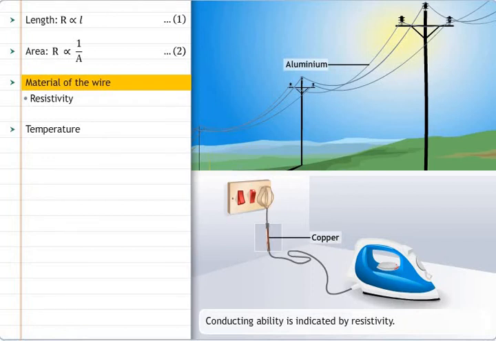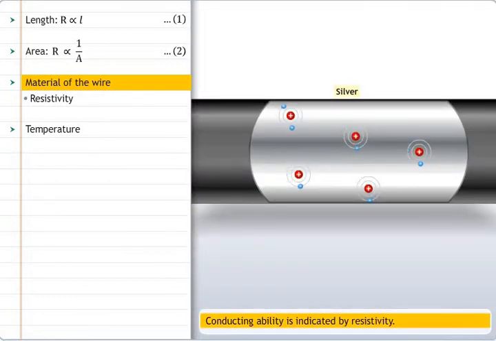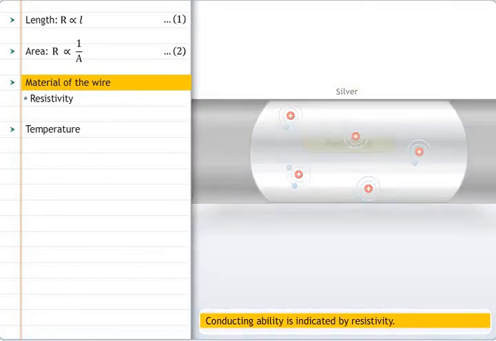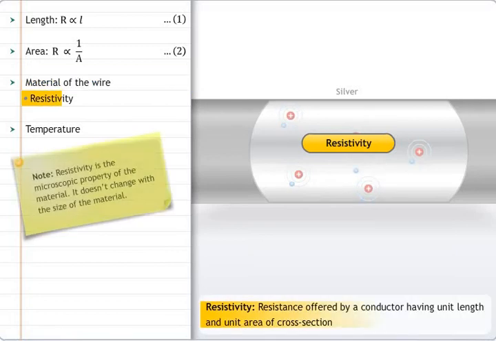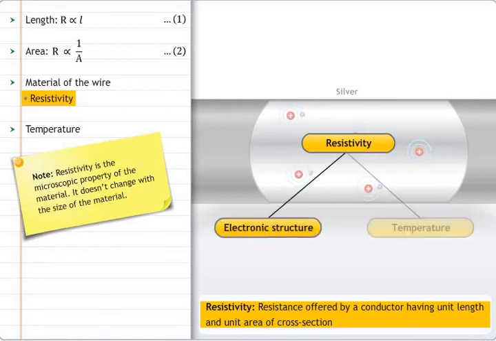household circuits. The conducting ability of a material is often indicated by its resistivity. Resistivity of a material is the resistance offered by a conductor having unit length and unit area of cross-section. The resistivity of a material depends upon its electronic structure and its temperature.